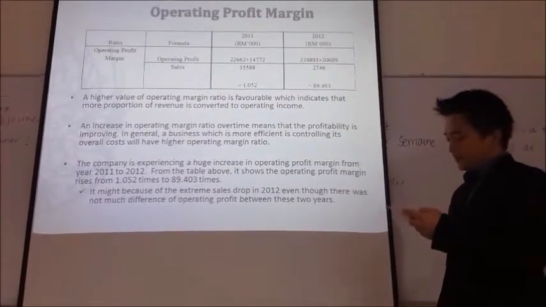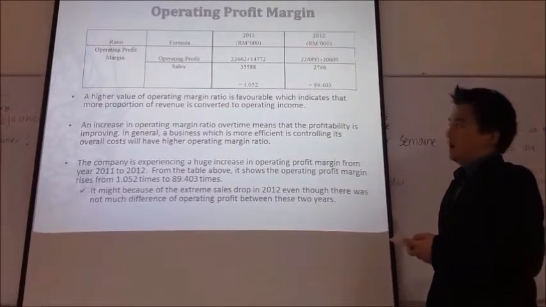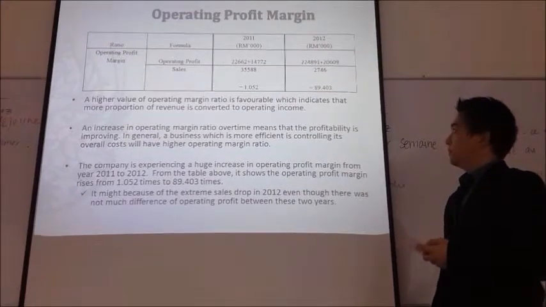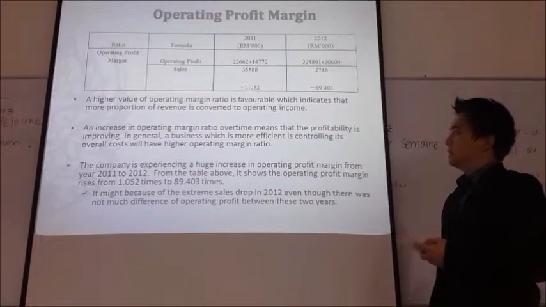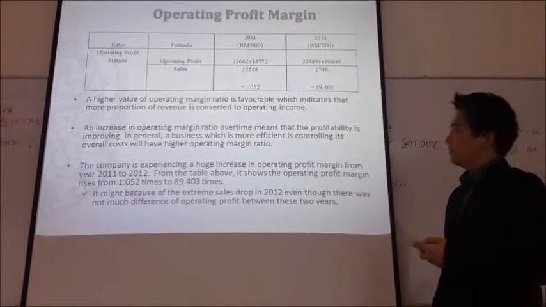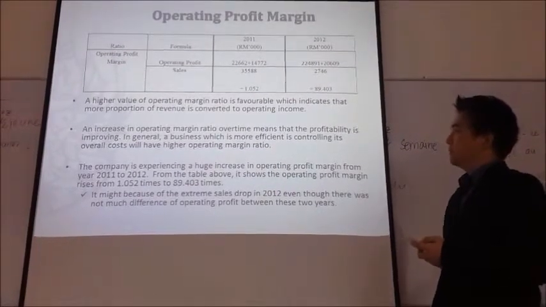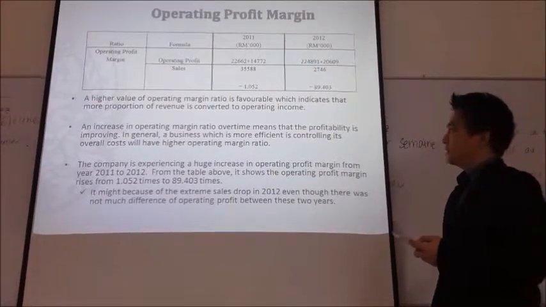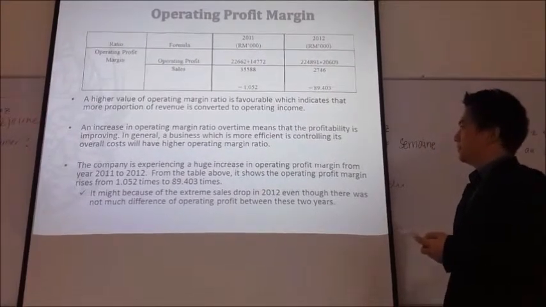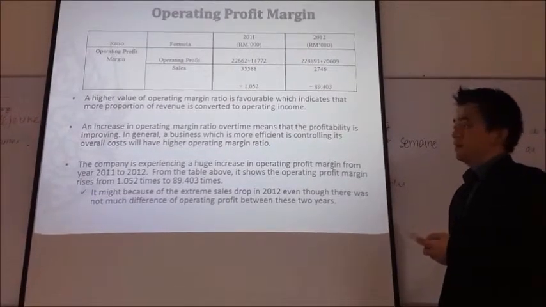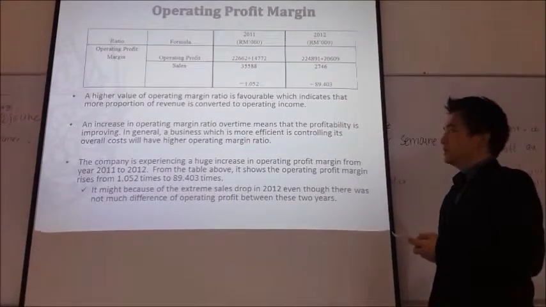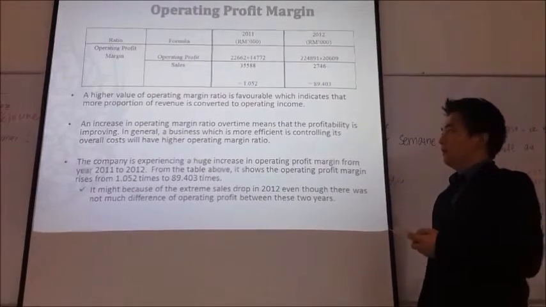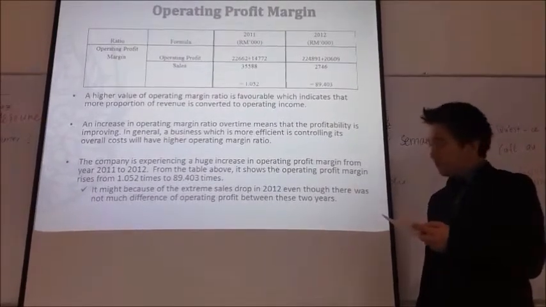Operating profit margin. A higher value of operating margin ratio is preferable, which indicates that a greater proportion of revenue is converted to operating income. An increase in the operating margin ratio over time means that profitability is improving. In general, a business which is more efficient in controlling its overall cost will have a higher operating margin ratio.